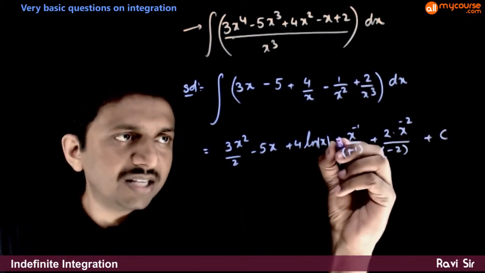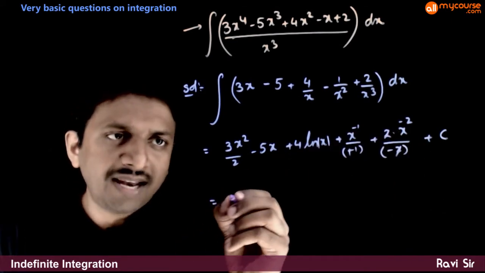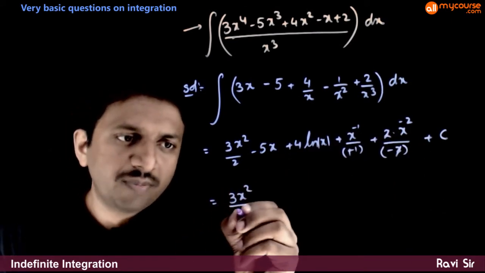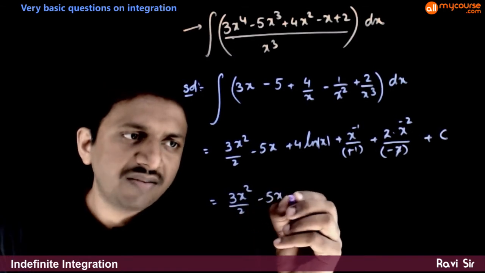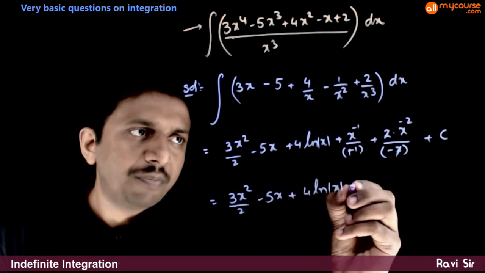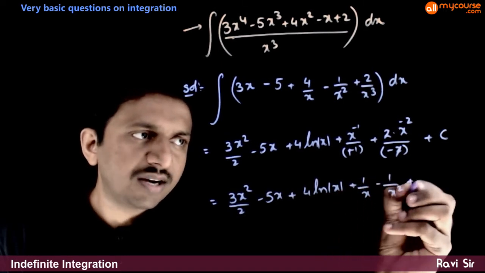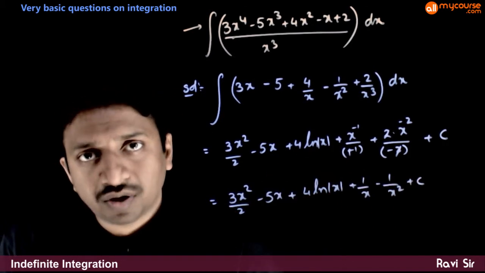So this minus and this minus get cancelled. This 2 and this 2 get cancelled. So the final answer is 3x² by 2 minus 5x plus 4 ln mod x plus 1 by x minus 1 by x² plus an integration constant c.